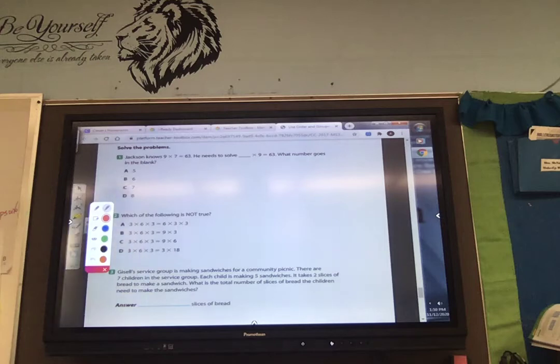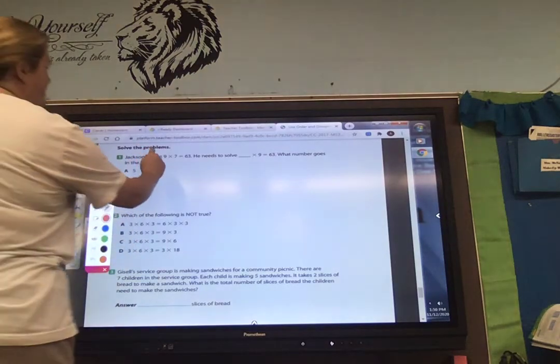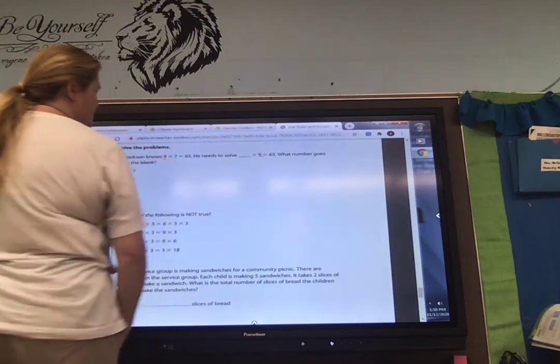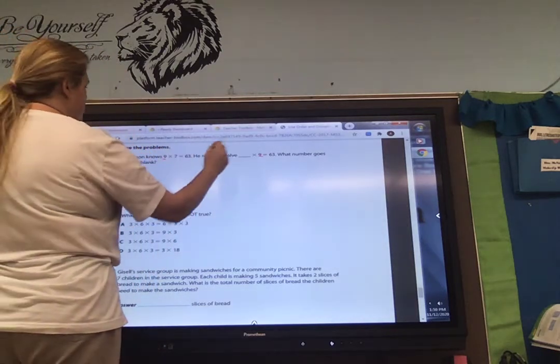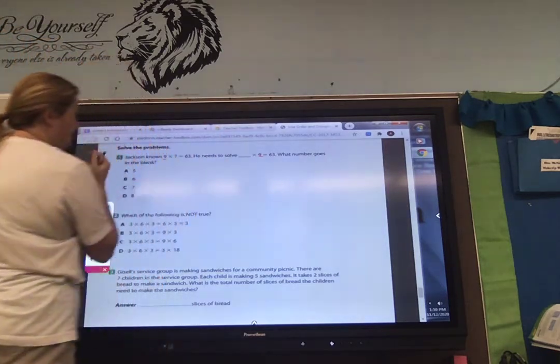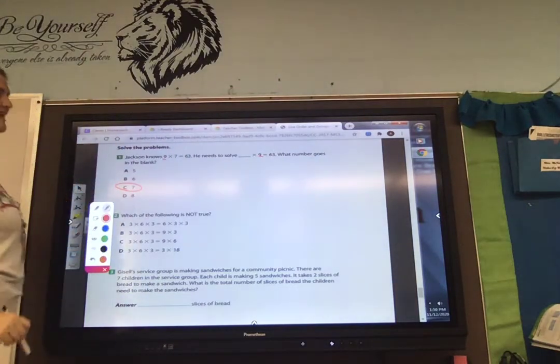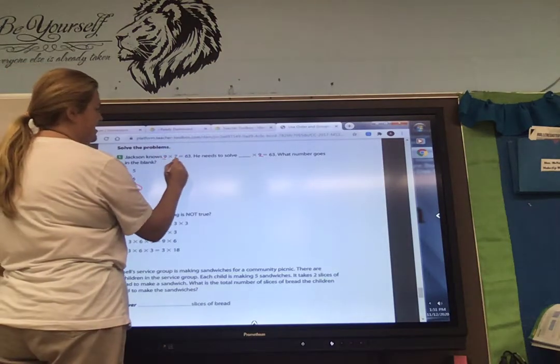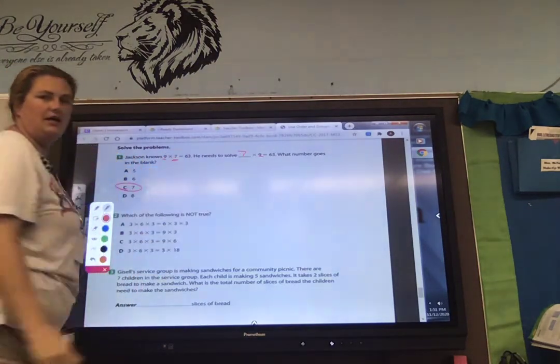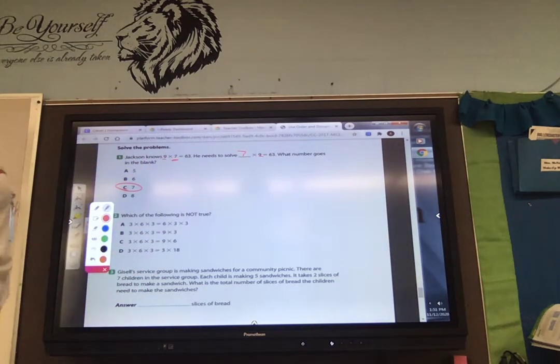Number 1 is about Jackson. Jackson knows that 9 times 7 is 63. He needs to solve blank times 9 though. So look what happened. 9 was first, now it's second. They both equal 63. What number needs to go here? This is the commutative property, by the way. We're missing that 7, aren't we? We had a 7 here. We need a 7 over here. Commutative property, you have to use the same factors. You're just moving them around.